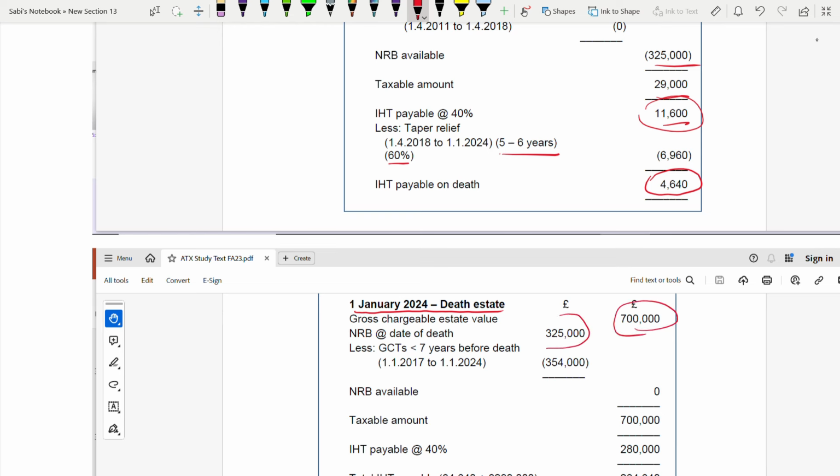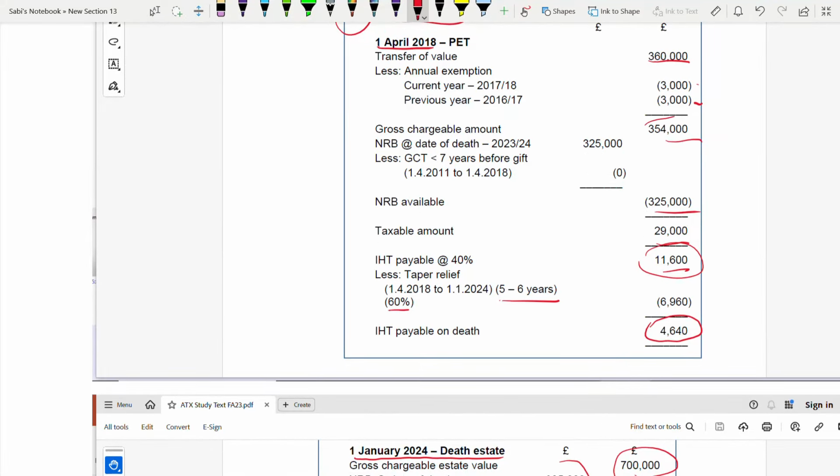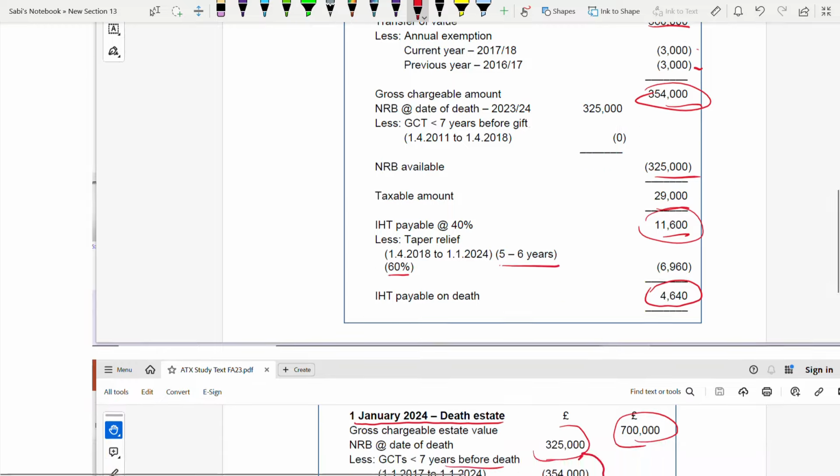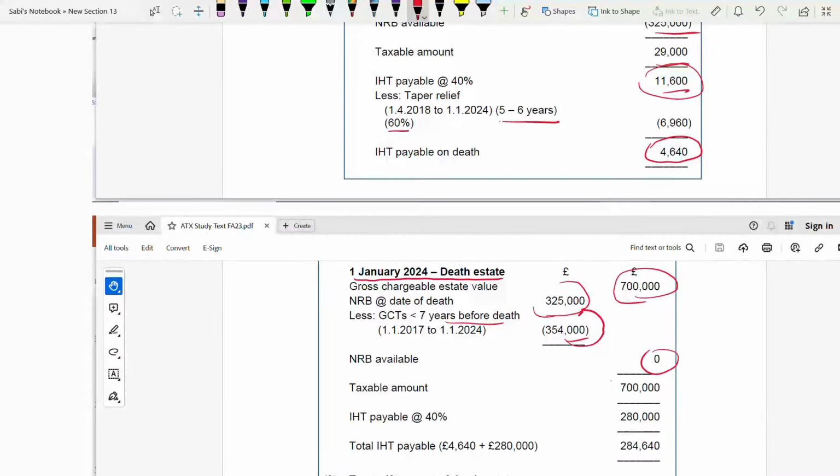Nil rate band again is 325. But remember, there was a gift that was made 7 years before death. So that gift will utilize this nil rate band. That is, no nil rate band is available on death. Why? It's 354 more than 325. Where did you get the 354? This gift. This gift was made. So taxable amount is fully 700. It's at 40%. And this you add with this. Lifetime you paid 4640. And additional tax is 280. So total tax is this.